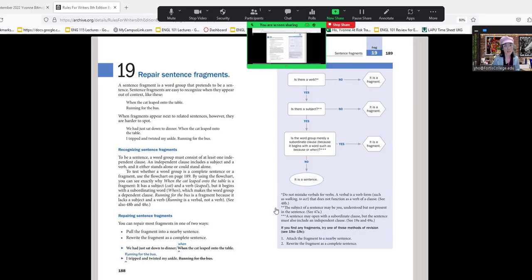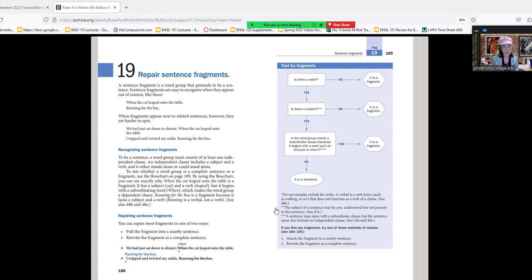What is a sentence fragment? A sentence fragment is a word group that pretends to be a sentence. Sentence fragments are easy to recognize when they appear out of context, like these. When the cat leaped onto the table. Running for the bus. When fragments appear next to related sentences, however, they are harder to spot. We had just sat down to dinner. When the cat leaped onto the table, I tripped and twisted my ankle, running for the bus.